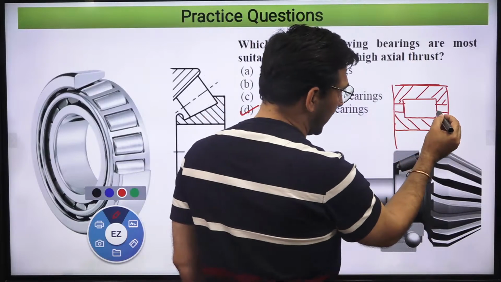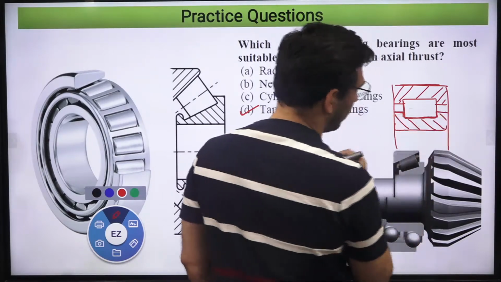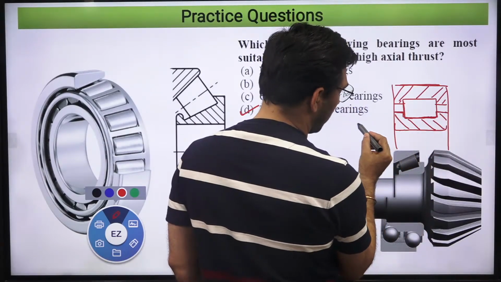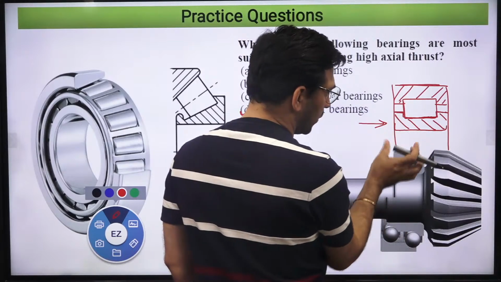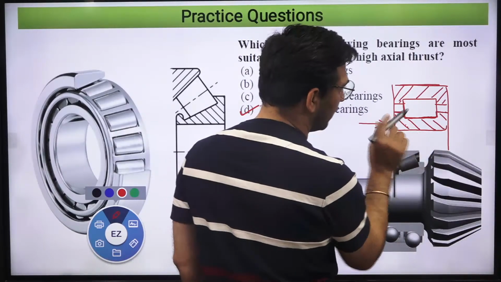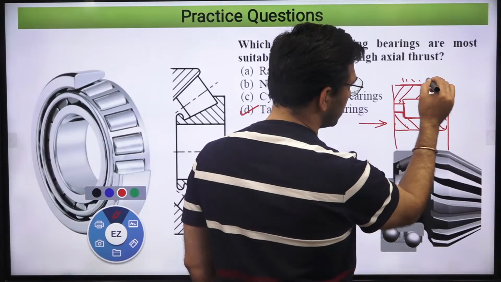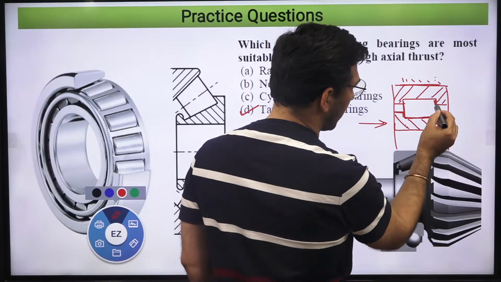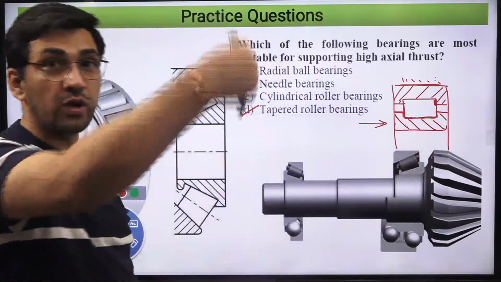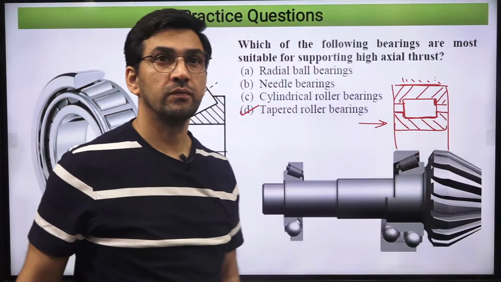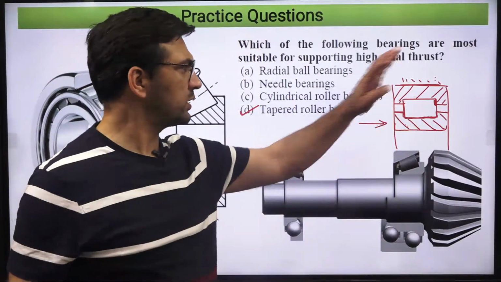Now think of a situation where I have produced the recess or raceway this way. When you apply an axial load, along with the shaft the inner ring will shift. The outer ring is fixed, so the edges will try to interfere with this portion over here. No, even a single roller, why double roller? I'm giving you a single roller.